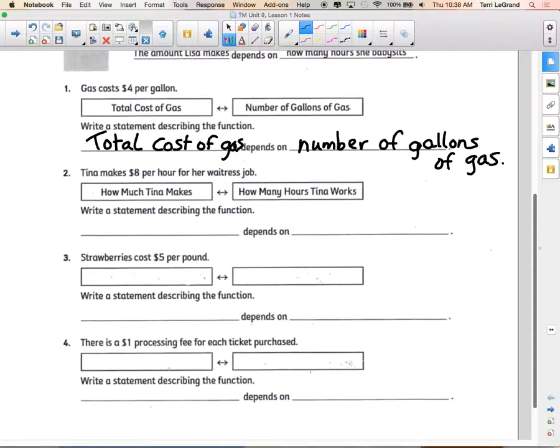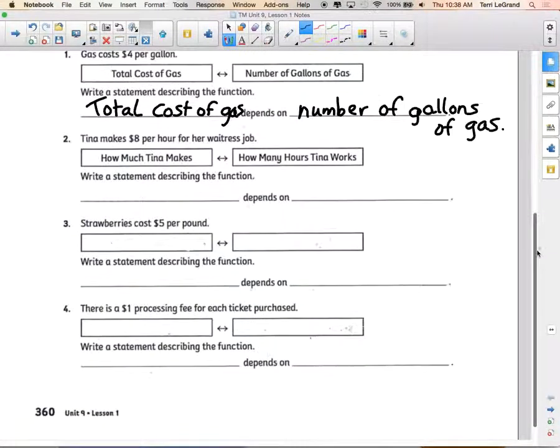So notice we have nothing in there about the $4 for every gallon. That's not important in the relationship. What's changeable is how many gallons of gas you're going to put in. Based on how many gallons of gasoline you put in, that gives you the total cost. That's going to change according to how much gasoline you actually put in.